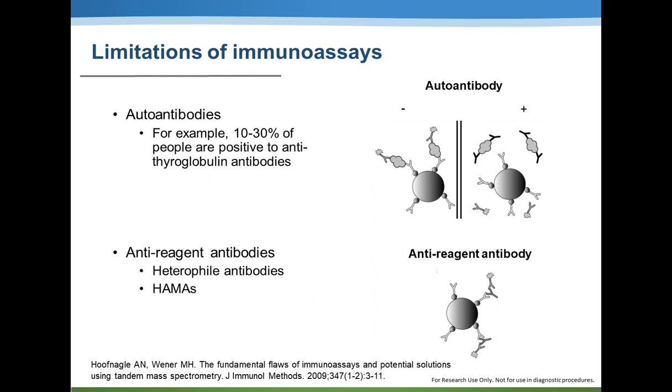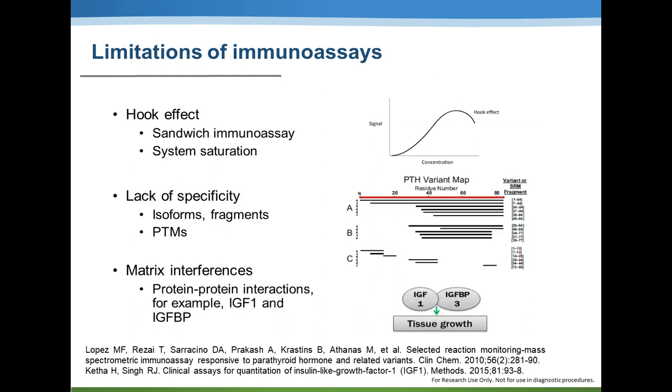So although it has been used for many years in the clinical lab, immunoassays are not perfect. For example, interferences from autoantibodies, which has been described in many papers, can cause falsely low results in a sandwich assay and falsely high results in a competitive assay. Just taking thyroglobulin as one example, autoantibody is very common. More than 10% of people are positive for anti-thyroglobulin antibodies. And secondly, anti-reagent antibodies, which include non-specific antibodies and anti-animal antibodies.